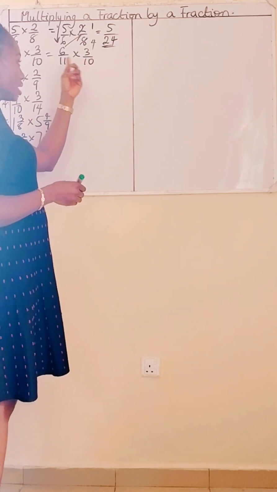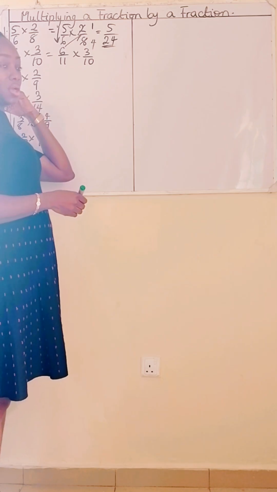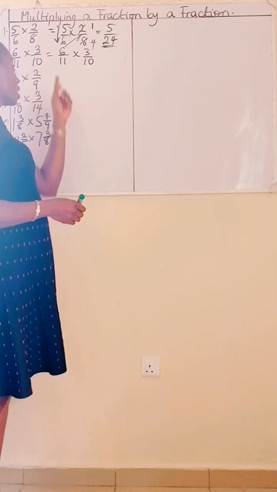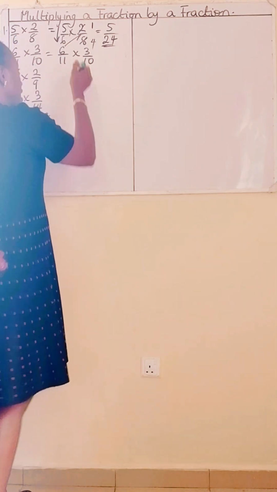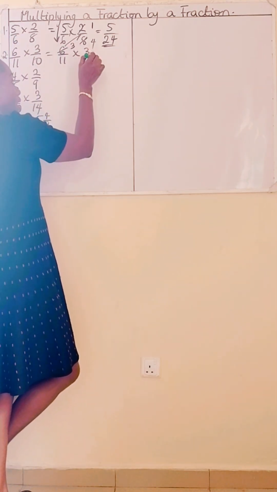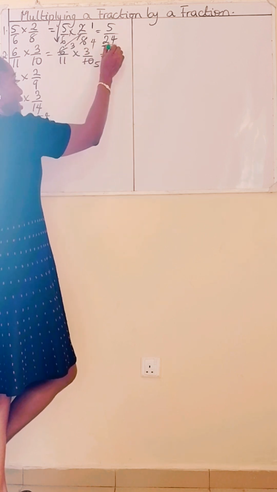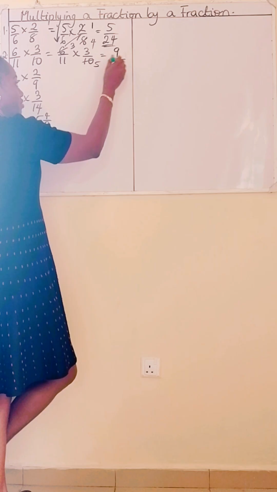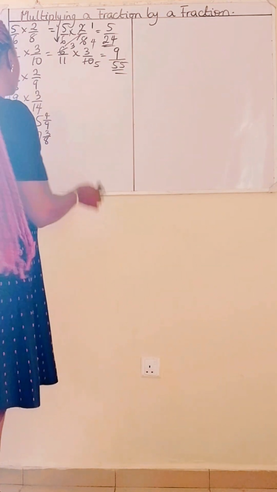3 can't go into 10, neither can it go into 11. But 6 can be reduced with an even number, 2, and it can go into 6 and also go into 10. Now, 2 in 6 will give us what? 3. And 2 in 10 will give us 5. Therefore, 3 times 3 is 9. And 11 times 5 is 55. That's the final answer for this question.